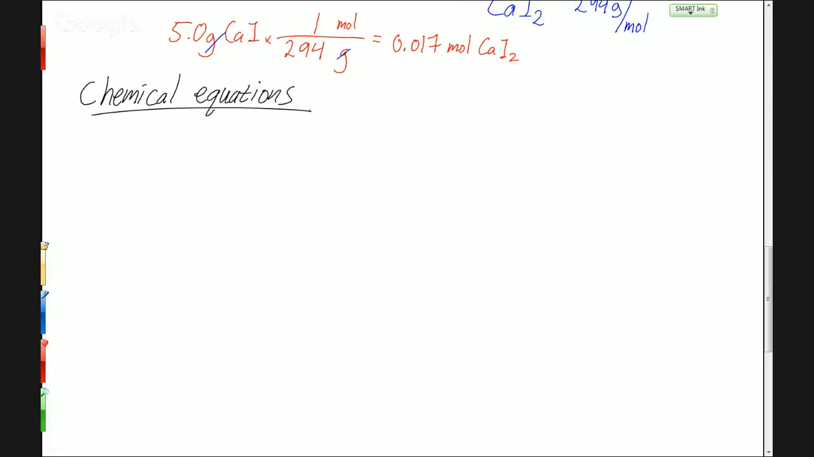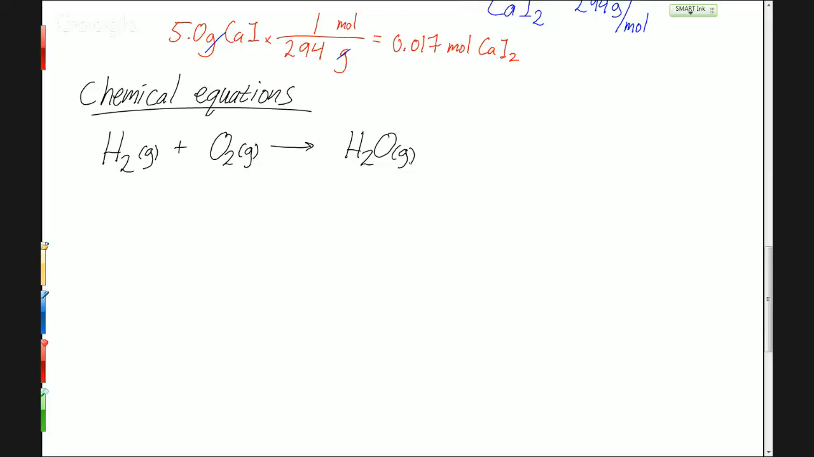A chemical equation is a way of expressing a chemical reaction on paper. And you've probably seen these kinds of things before. It's like something plus something, and then an arrow, and then something else. Seen something like that before? So it looks like this. I'll give you an example. That's an example of a chemical equation.